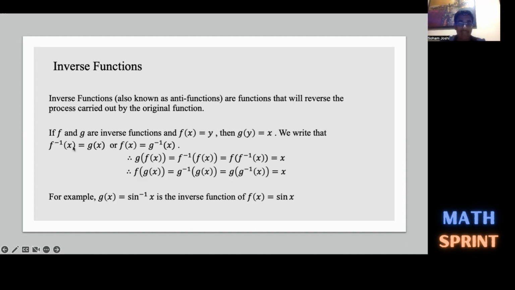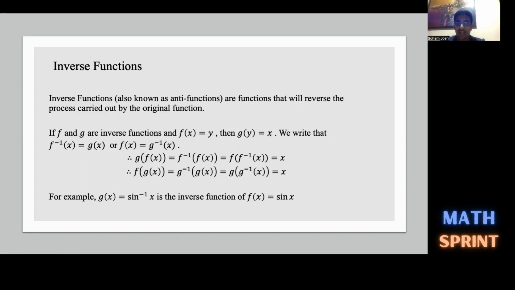We write that f inverse of x is equal to g of x, or f of x is equal to g inverse of x. And it follows from this understanding that g of f of x is equal to x, or also f of g of x is equal to x. So you could say that the inverse function returns the original value for which the function gave the output.